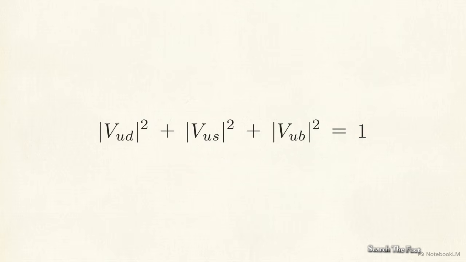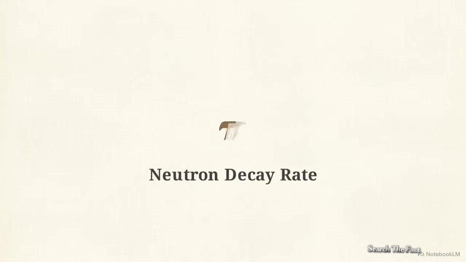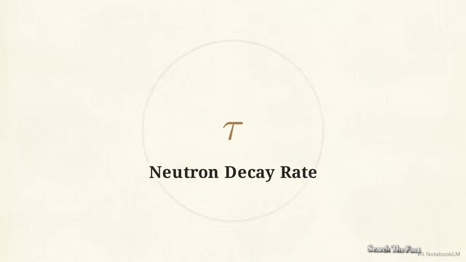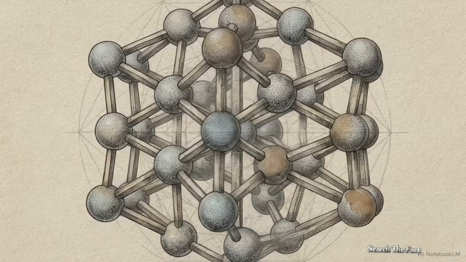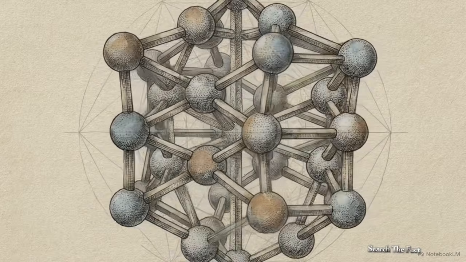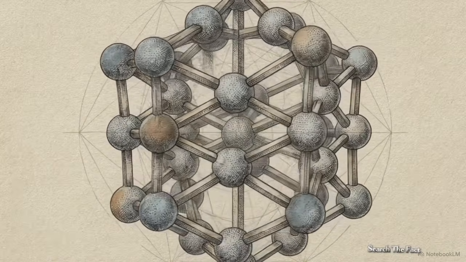To prove this unitarity holds true, physicists must calculate the value of the first element, VUD. That calculation depends heavily on a single physical variable, the exact decay rate of the free neutron. If that measured lifetime deviates slightly, the top row fails to sum to unity, indicating a fundamental gap in our understanding of the weak interaction. Determining exactly how long a neutron lives is a rigorous test of the mathematical symmetry holding our universe together.